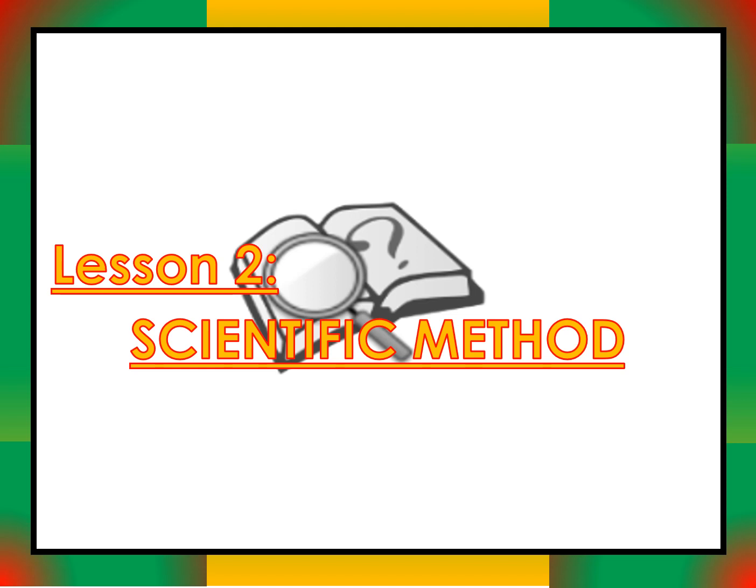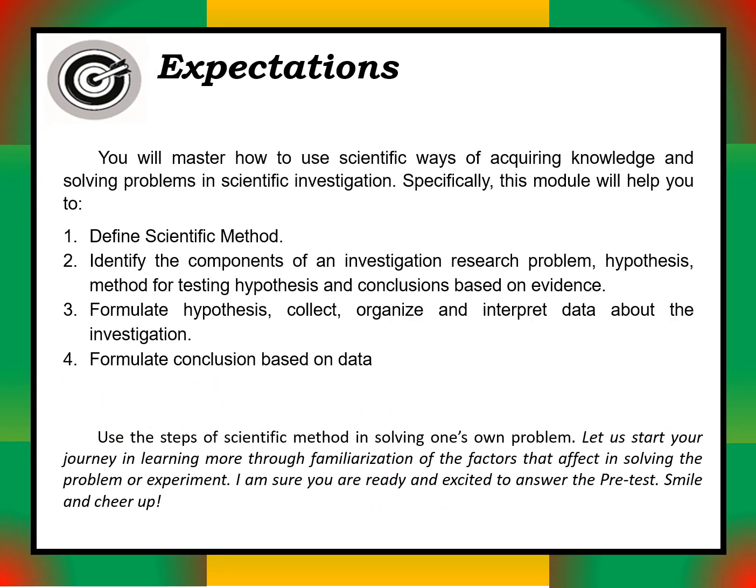Okay, so our second lesson on the scientific method is the scientific method itself, right? Again, let me discuss with you the objectives of this lesson. You must have defined the scientific method at the end of this lesson, and identified the components of an investigation: research problem, hypothesis, method of testing the hypothesis, and conclusion based on evidence. Formulate a hypothesis, collect, organize, and interpret data about the investigation, and formulate a conclusion based on the data, right?